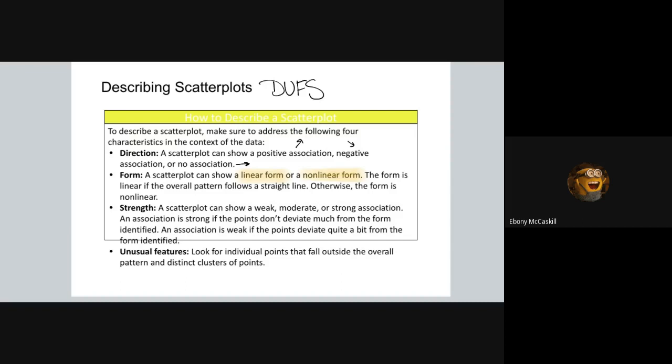We want to know whether a scatter plot is weak, moderate, or strong. For those who are asking, you can use the word moderately. So for instance, you could say something is moderately strong. And remember the word moderately means kind of. It's kind of strong. You can also say something is moderately weak.